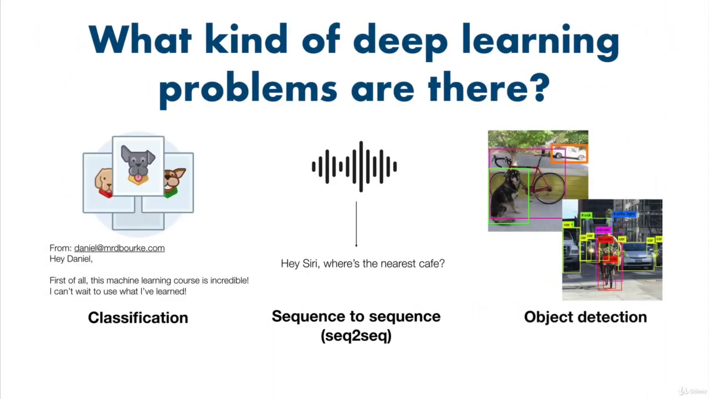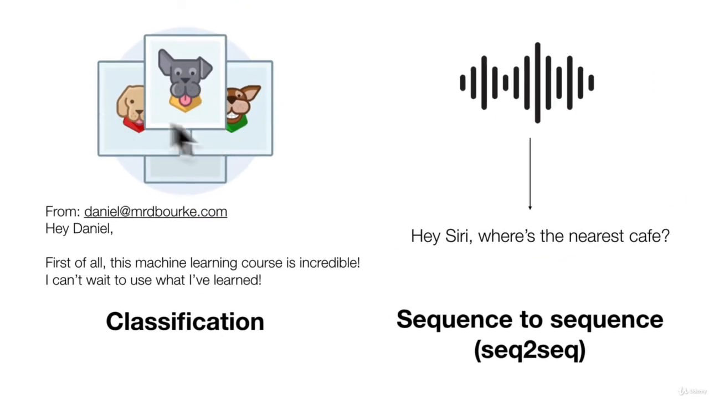Now, what kind of deep learning problems are there? Well, we've spoken about classification. We've also seen that in a heart disease project. But you might want to classify what kind of dog breeds are in an image, or whether an email is spam or not. In this case, this email is definitely not spam. Otherwise, there's a sequence-to-sequence problem, also known as seq-to-seq. And now, this is a kind of problem that happens with Siri or Google Home or something like that.